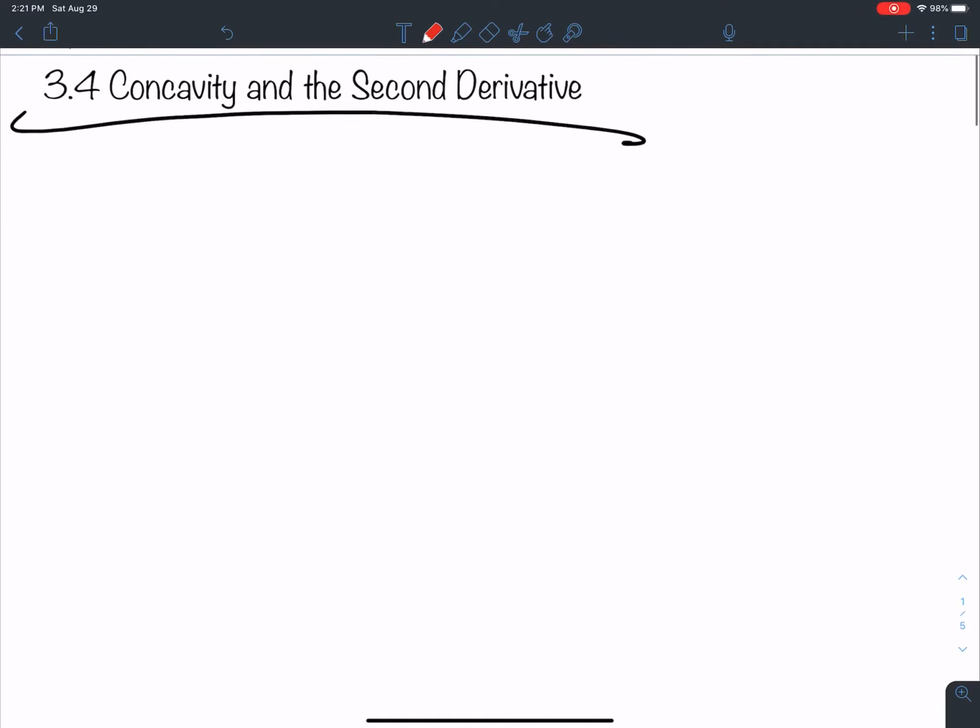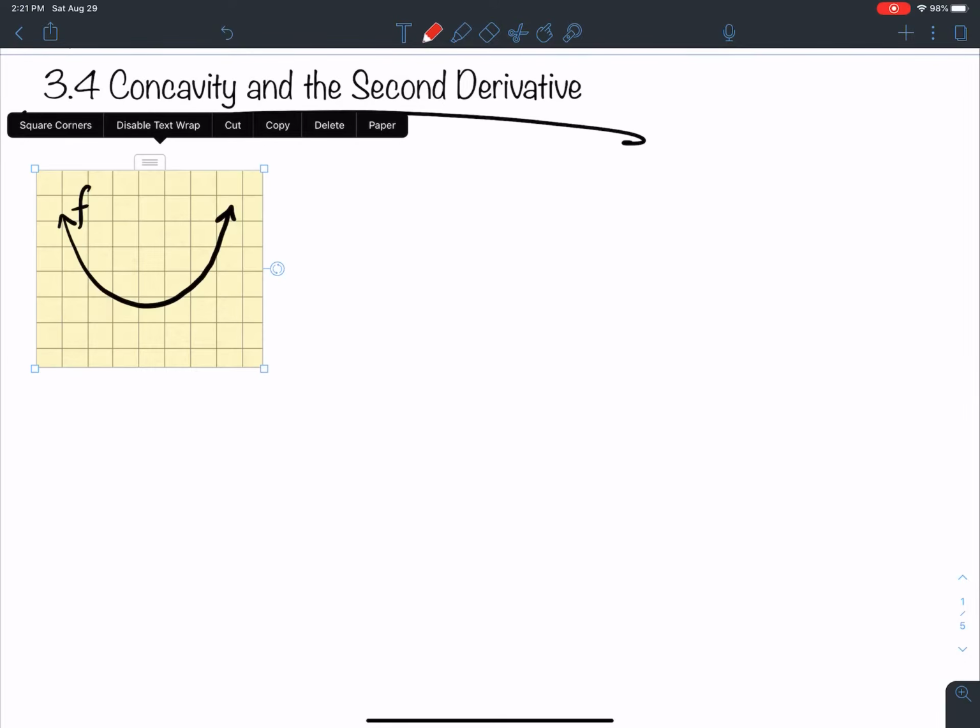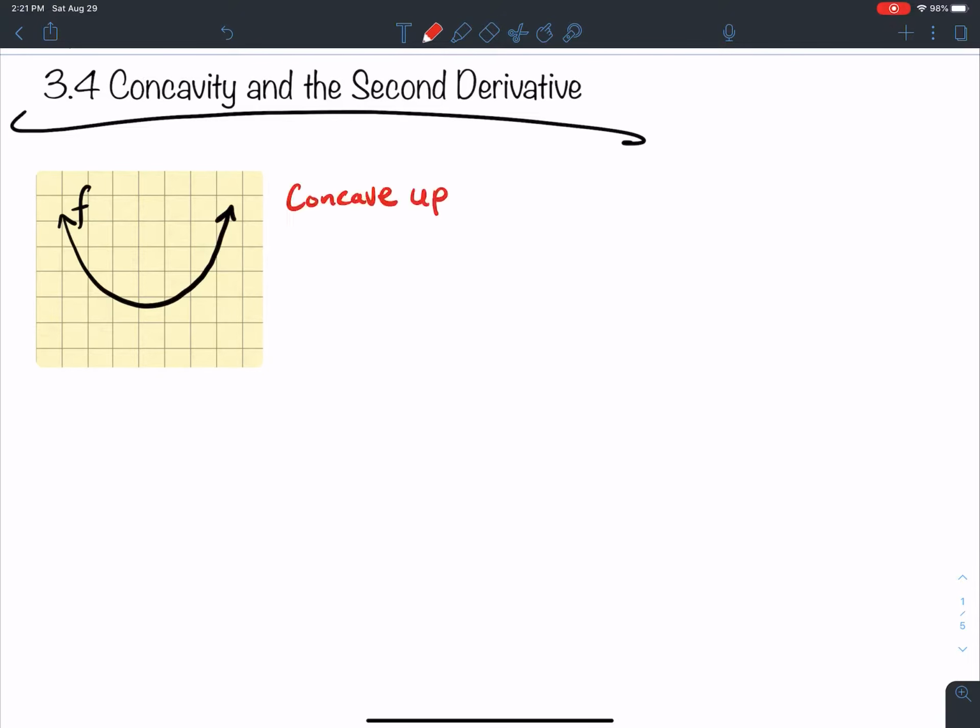So in this video, we're going to talk about concavity and the second derivative test. So what is concavity? We've got a function here, f, and we say that this function is concave up. Now, why is it concave up?